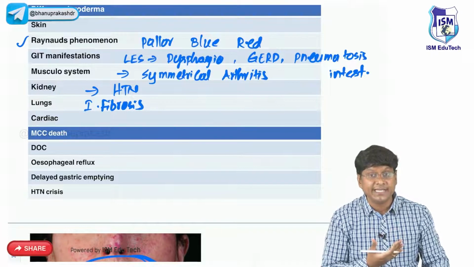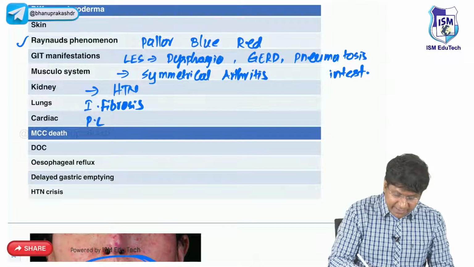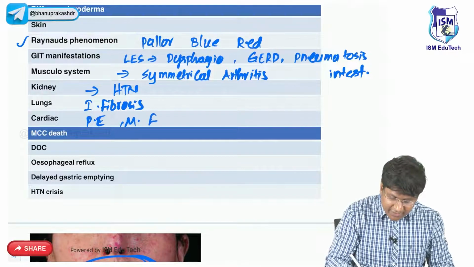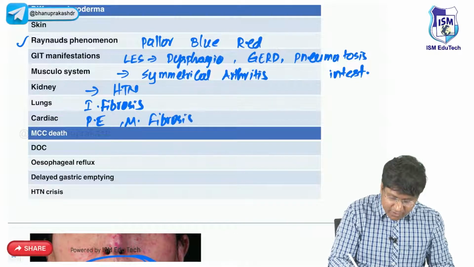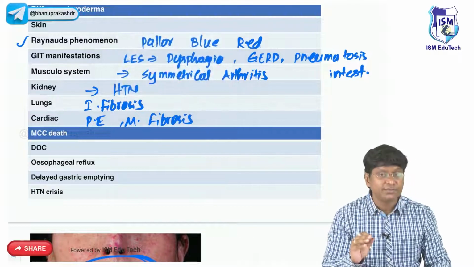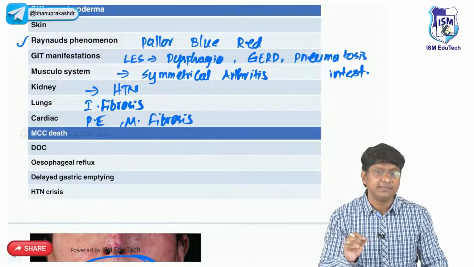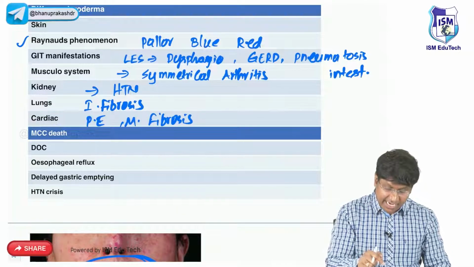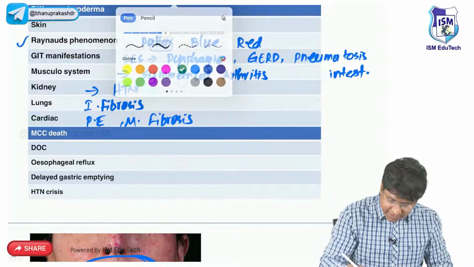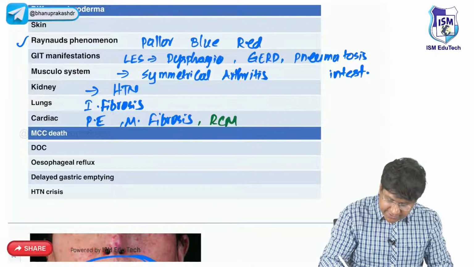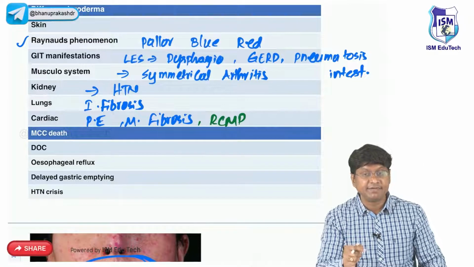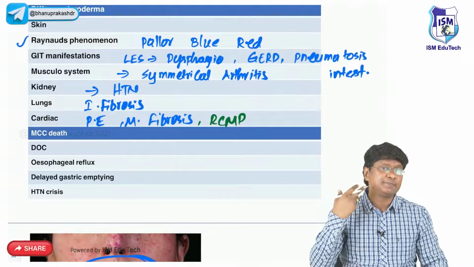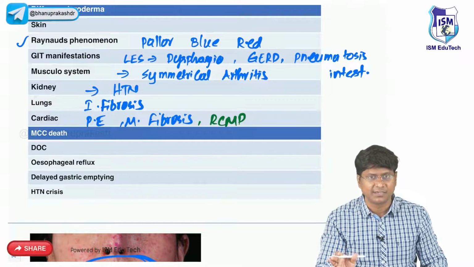And what will be the cardiac involvement? The cardiac involvement will be in the form of pericardial effusion as well as myocardial fibrosis. The other thing that you should remember is the development of cardiomyopathy, that is restrictive cardiomyopathy. Because of the development of restrictive cardiomyopathy, these patients can have Kussmaul sign, and all other features can be there.